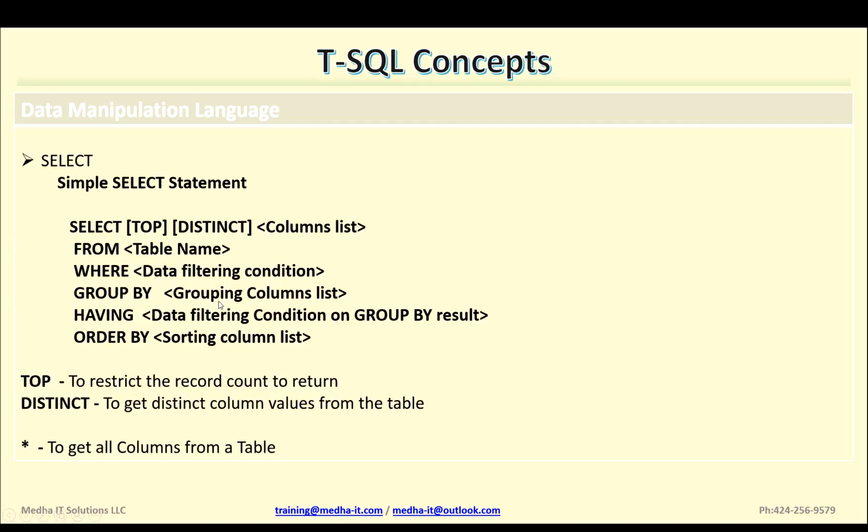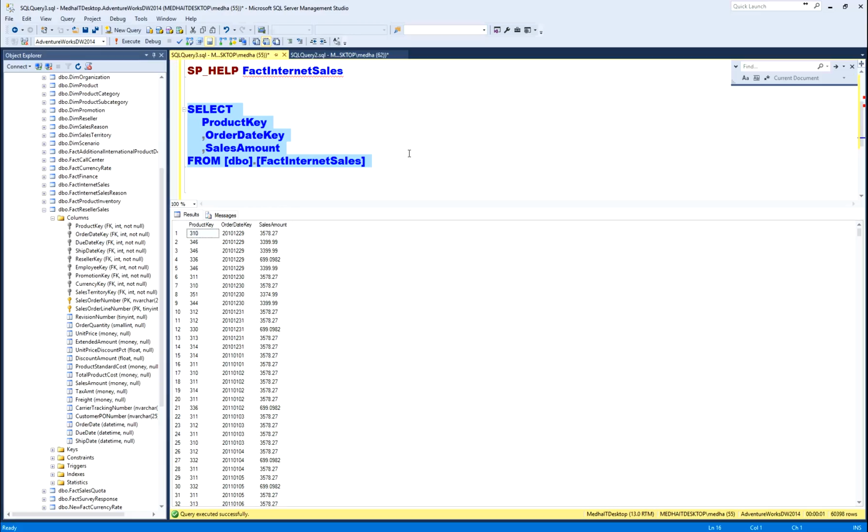Now we will see how the filtering works. Filtering can be done using the where condition. Let's say I want to get the data for product key 346. There are a lot of products, but I want to see the data only for 346. So how can I do that? I can add a where condition.